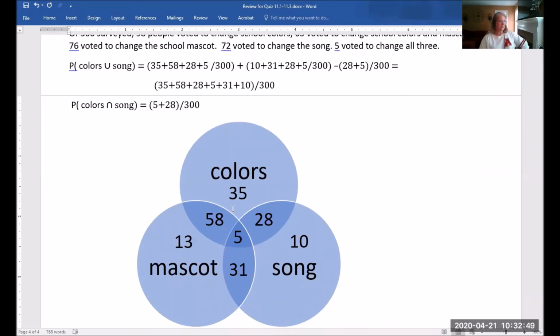So let's talk about some different options. What if I said mascot and song? Then we're going to add the 5 plus the 31 and put it over the 300. What if I said mascot and colors? Then we're going to put the 5 and the 58 and the 5 over 300. So all we're looking for when we're talking about and statements, y'all, is the overlap. Okay, that's it. So you're going to put whatever the overlap is over the total. When we're talking about or statements, we're talking about everything that's in both circles, okay? So does that help you guys?